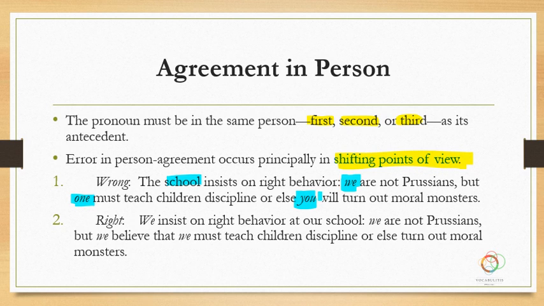Okay, we're just talking generally about what will happen to society with anybody, and in those cases, it's kind of hard in English. We often use the you. If you want to come, you can do this, or I guess in a more general sense, not the specific you. We use that all the time, right? What we need to do is make them consistent. So we say something like, we insist on right behavior at our school. We are not Prussians, but we believe that we must teach children discipline or else we turn out moral monsters. Okay, you just need to keep it consistent in the whole sentence. If you switch, that's a pronoun shift error.